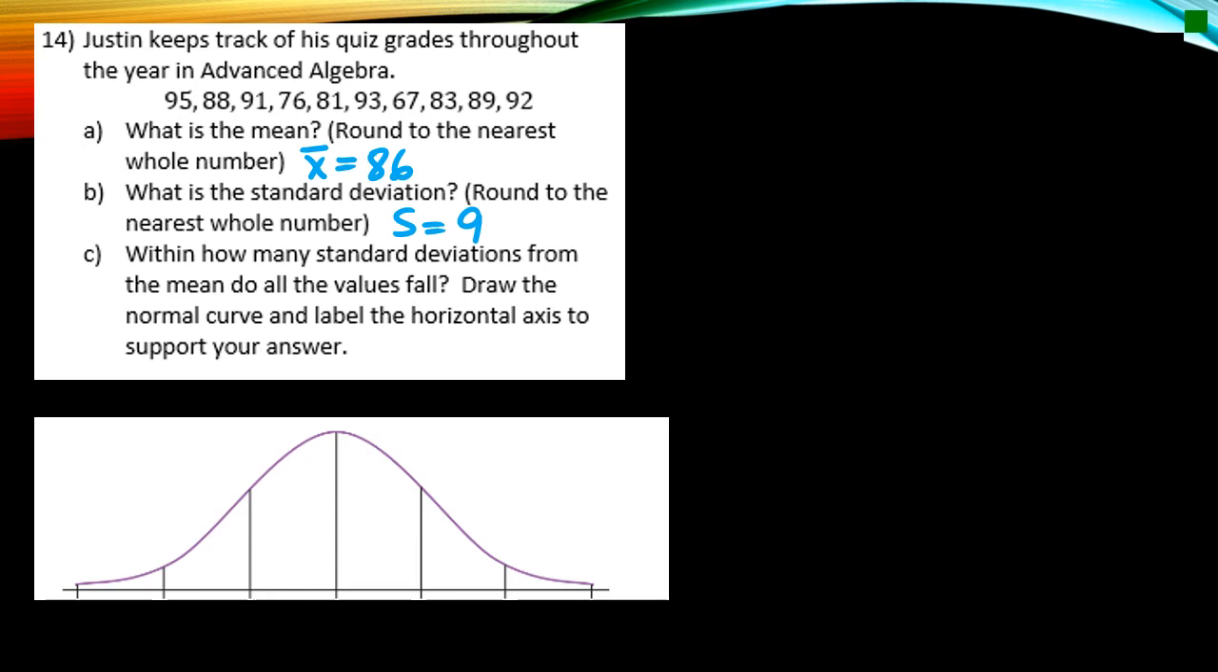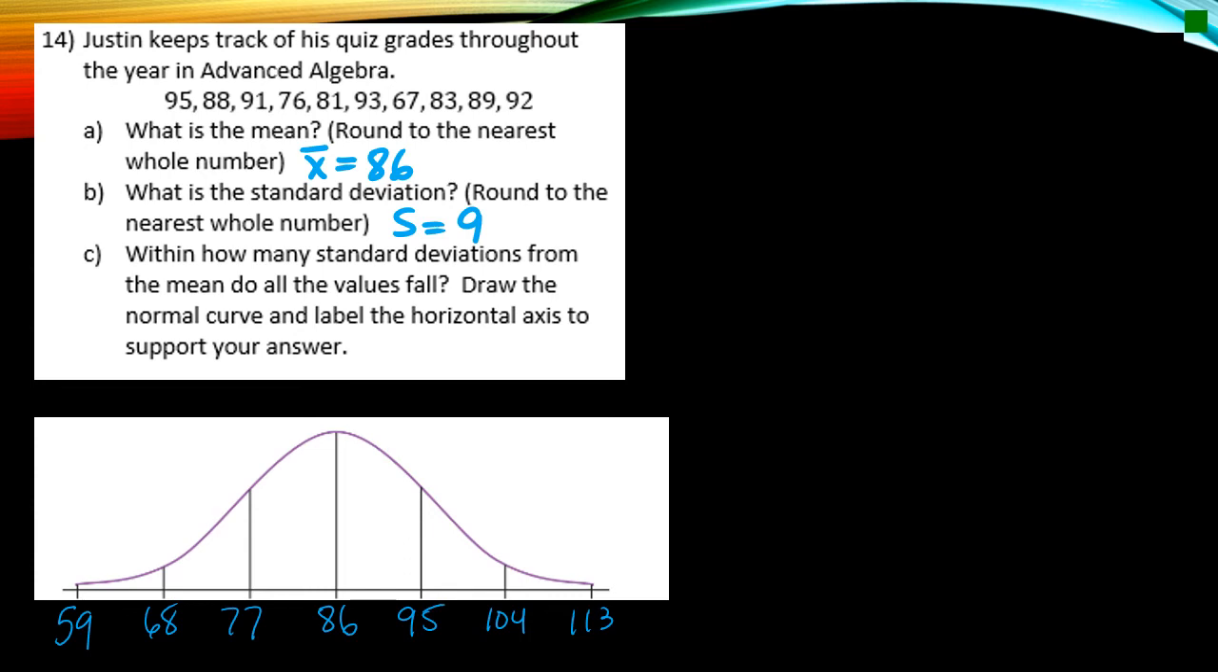So now the next thing for part C is it asks us within how many standard deviations from the mean do all of the values fall, and then we need to draw the normal curve, which is already done for me here, and label the horizontal axis to support my answer. So I'm going to label all of my numbers. So 86 is the mean in the middle, and then I'm going to be adding 9 to go to the right, so 95, 104, 113. And then going to the left, I'm going to subtract. So I would have 77, 68, and 59.